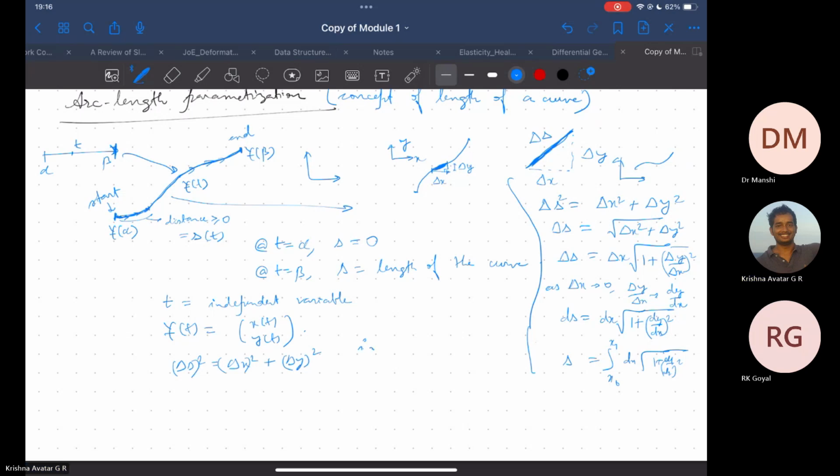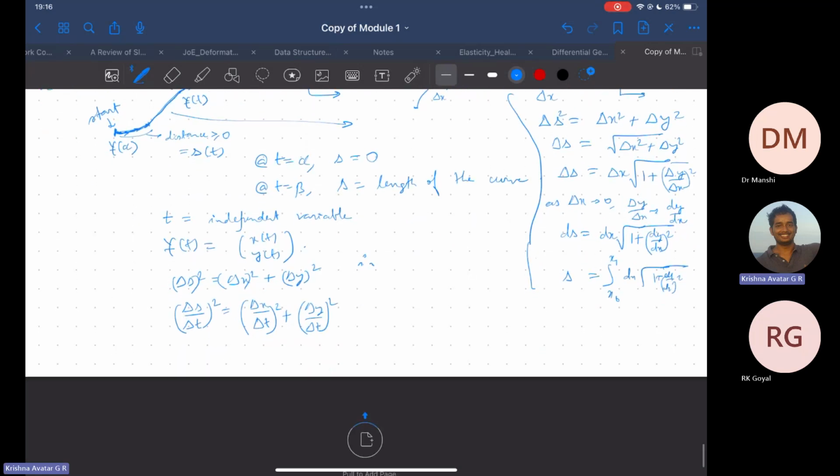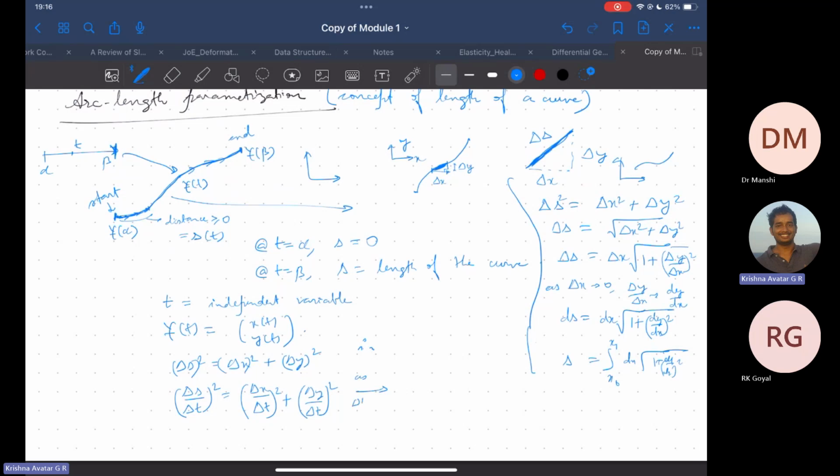Now what we can do is divide throughout by delta t. So it becomes delta s by delta t whole squared is equal to delta x by delta t whole squared plus delta y by delta t whole squared. Now again, we take the limit as delta t tends to 0, so ds by dt whole squared is equal to dx by dt whole squared plus dy by dt whole squared. Finally, you can take the square root, so ds by dt is equal to the root of dx by dt whole squared plus dy by dt whole squared. You can multiply both sides by dt, so ds is equal to this into dt.